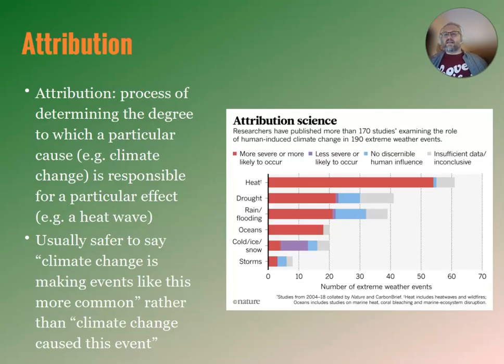Okay, so then that leads us to a final issue to discuss, which is attribution. Attribution is the process of determining the degree to which a particular cause is responsible for a particular effect. Can we attribute that effect to that cause? So in the case of climate change, we're talking about whether we can attribute a weather phenomenon like a heat wave to climate change. Is climate change the cause of this heat wave? Is climate change the cause of this storm? Is climate change the cause of this flood? Right? Whatever sort of weather event we're looking at, is this being caused by climate change?